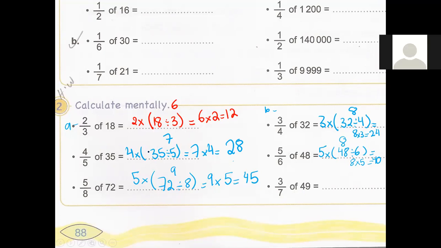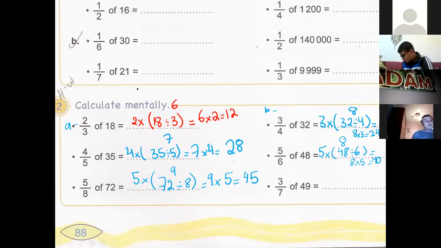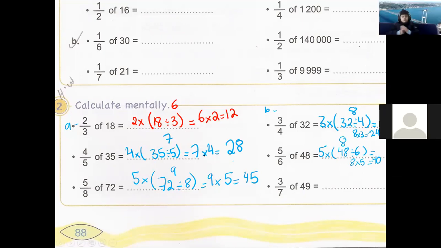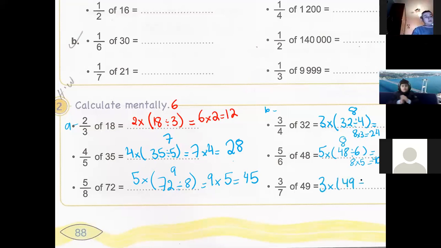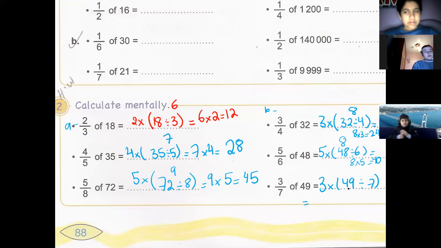Hassan Jbara. Yalla ya Hassan, the last one. 3 over 7 of 49. Yes, 3 times, open two brackets, 49 divided by 7 equals 7. Sorry, it's Wi-Fi. Okay, sure. Which number in table 7 gives us 49?